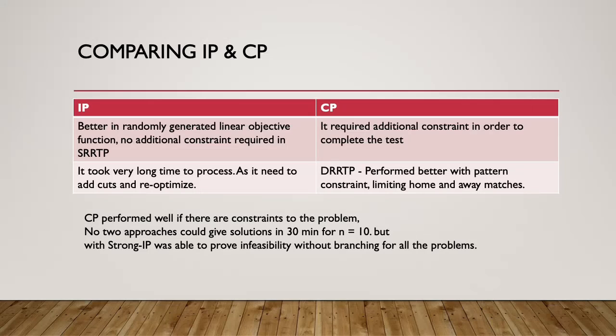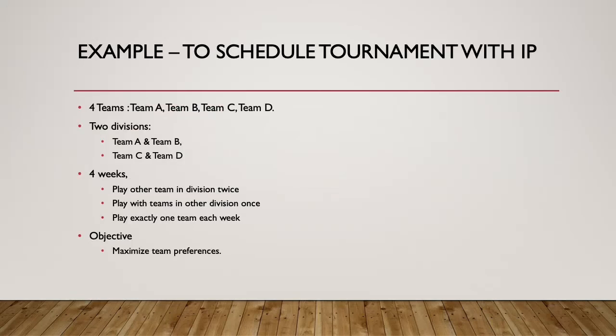Strong IP was able to prove infeasibility without branching for all these problems. So IP was able to solve this problem in a little less time compared to CP in terms of infeasibility, without branching and without having more constraints. IP could solve this problem a little quicker than CP.